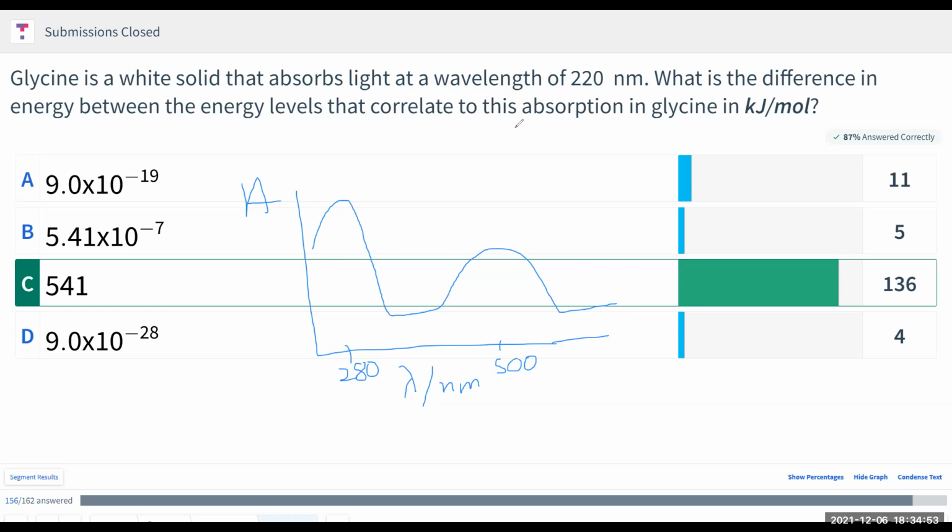Now the question is, let's think about this peak over here. I want you to calculate the frequency of the radiation that corresponds to this peak. Go. I want to see that answer in your notebooks, since you don't have whiteboards. What's the frequency?